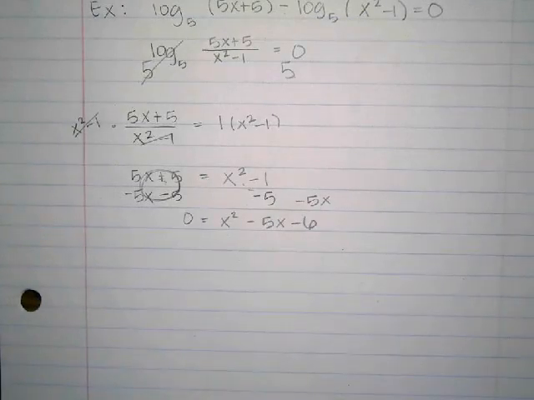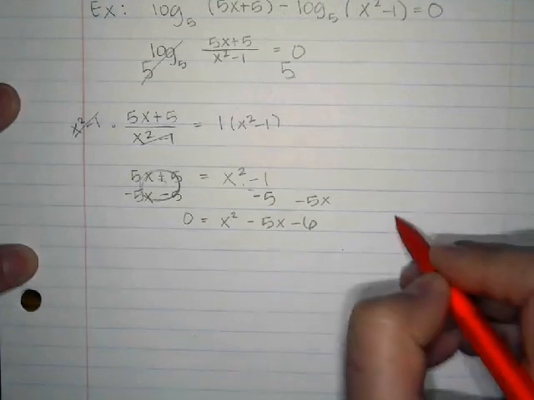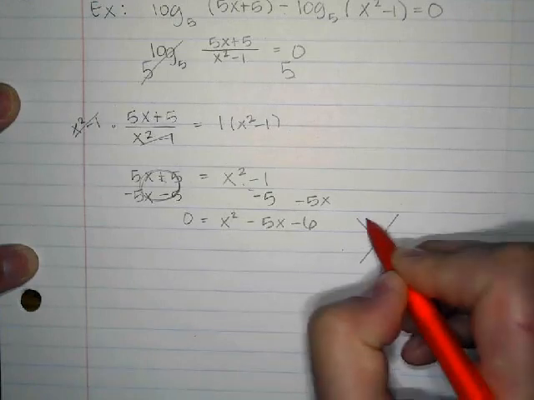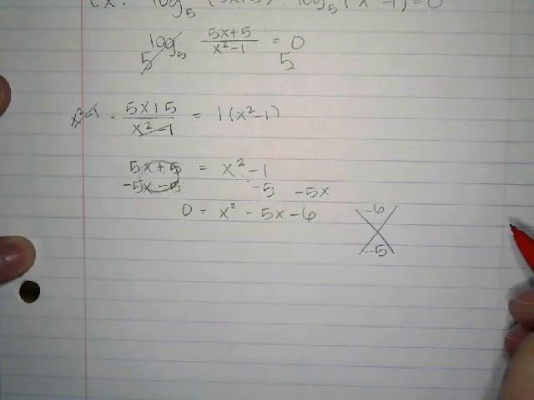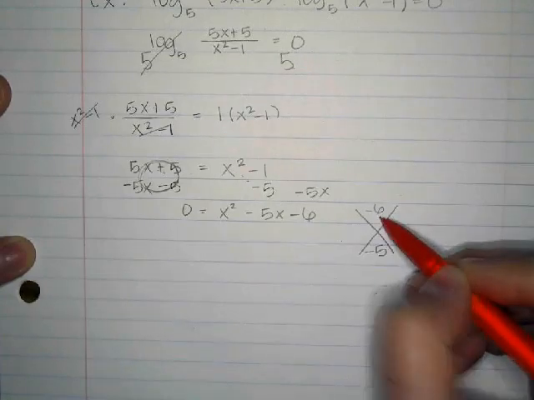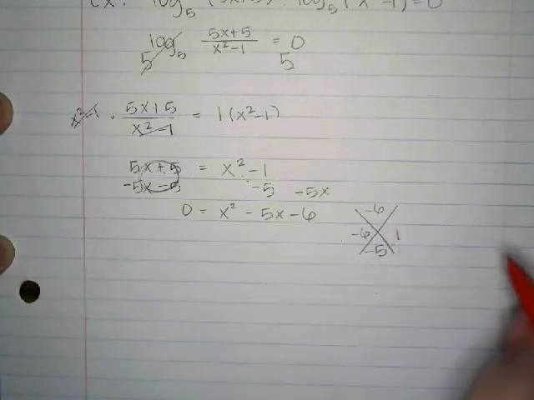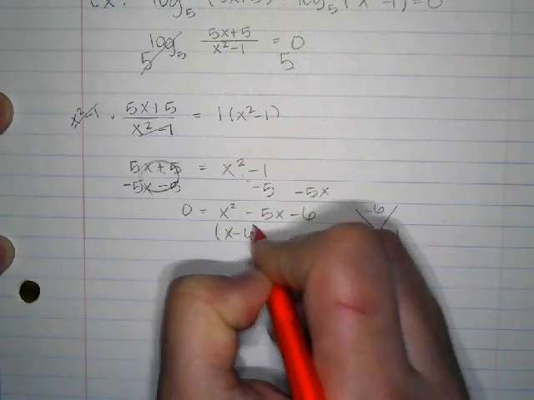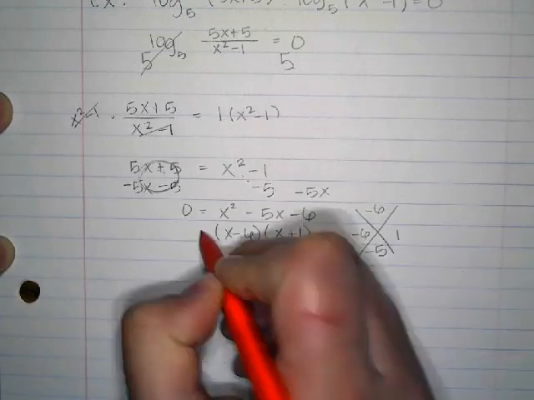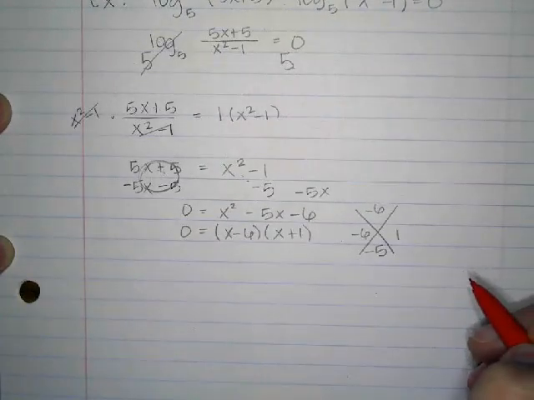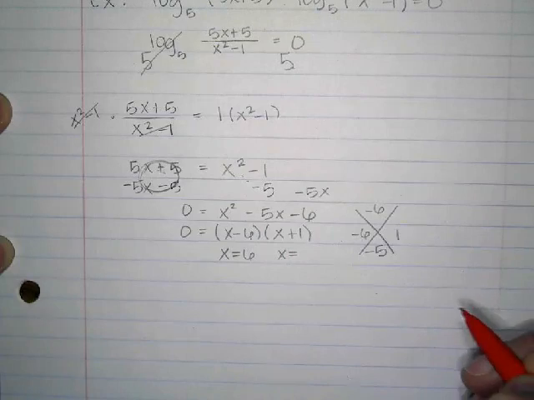This is also factorable, right? X squared minus 1 could factor, but so can this. So we're looking for two numbers that multiply to negative 6 and add to negative 5. One positive number, one negative number to multiply to a negative. Negative 6 and 1. So our parentheses are x minus 6, x plus 1. And then our solutions would be x equals 6, x equals negative 1.